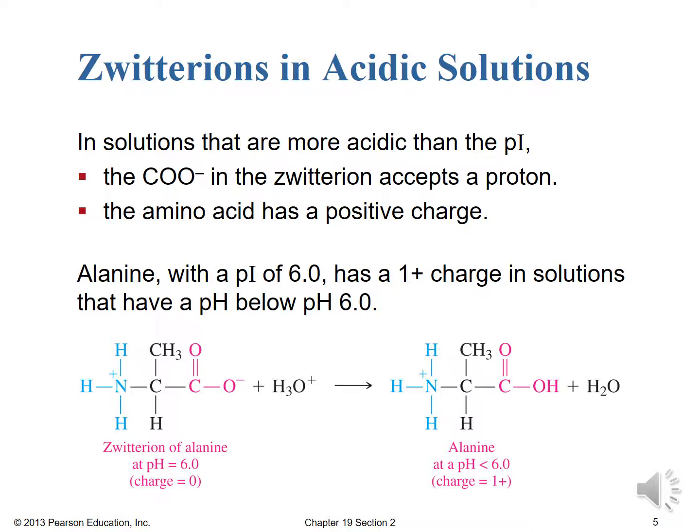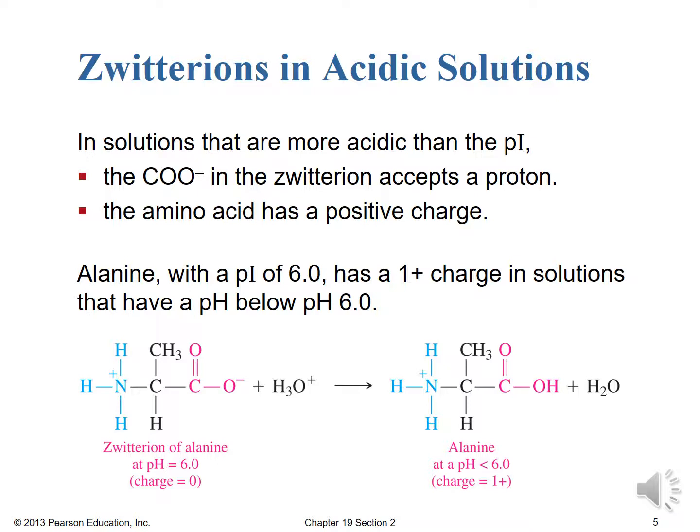Okay, and so here we're going to follow up on that idea. So first we'll deal with the acidic solution cases. So in solutions that are more acidic than the pI, the isoelectric point, the carboxylate group in the Zwitterion accepts a proton, and therefore the amino acid will still have a positive charge on the ammonium and now a neutral charge on the carboxyl group, and therefore a positive charge overall, I should say. So alanine with an isoelectric point of 6.0 has a +1 charge in solutions that have a pH below 6.0.